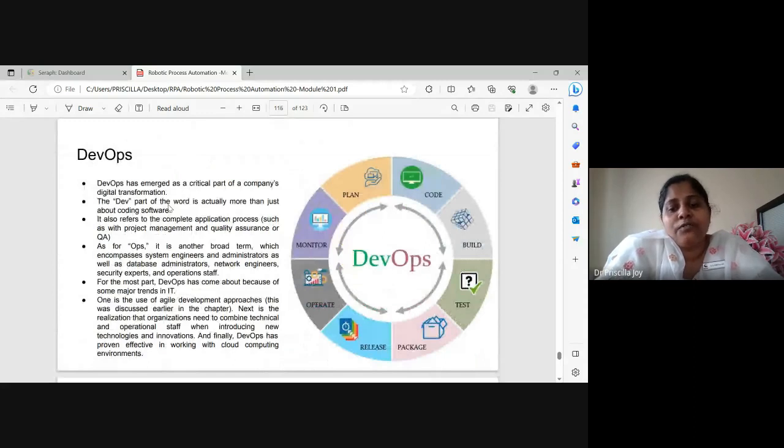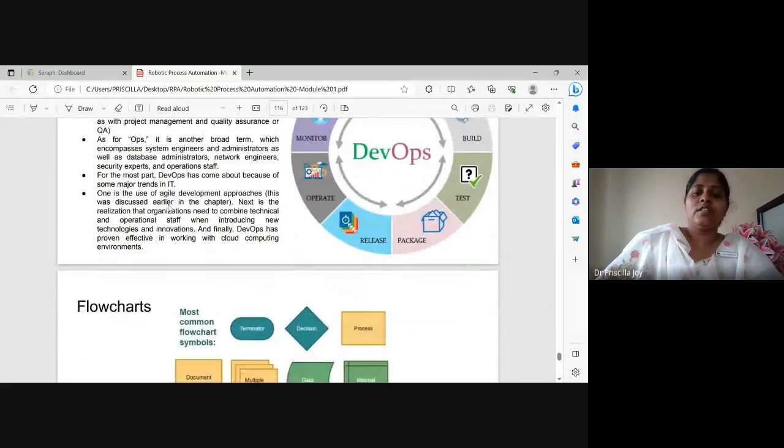So at first they need to plan, then they need to code accordingly, and based on that they need to build the product, then they need to test. After testing, they'll be packing as well as releasing the product. Afterwards they'll be operating as well as monitoring. In such a way, the cycle will proceed until it becomes a refined one. So this is how the skills may be used.